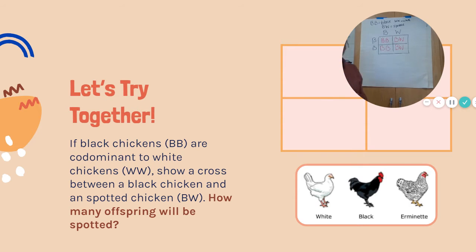All right. So how many of the offspring will end up being spotted? Well, this one and this one. This is BW, this is BW. So 2 of the offspring out of how many total? 1, 2, 3, 4. 2 out of 4, which you should know is 50%, which is the same thing as 1 out of 2. These are all the same thing, which could also be represented as half. Or if you were to divide it in 4s, 2 out of 4.